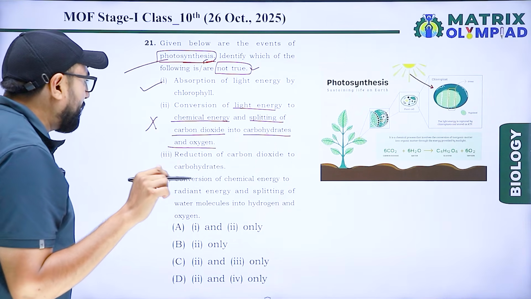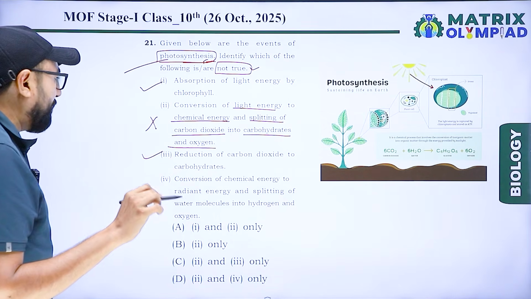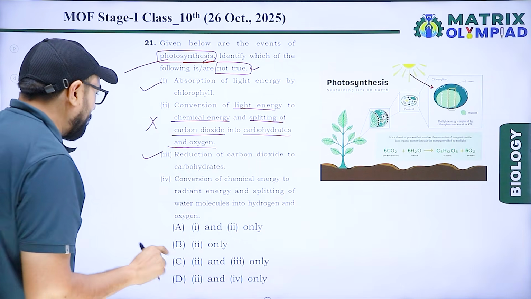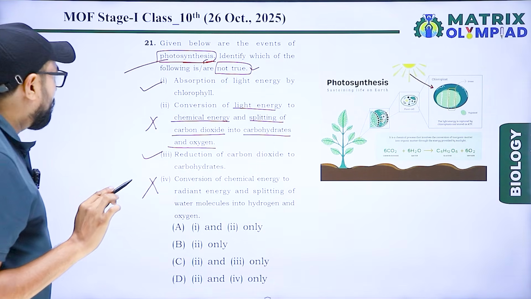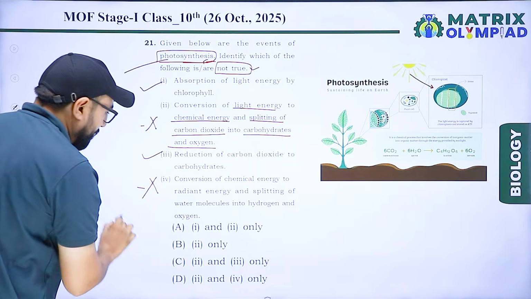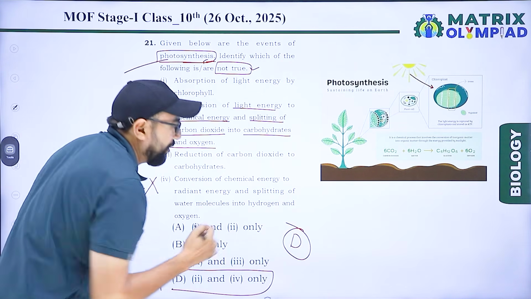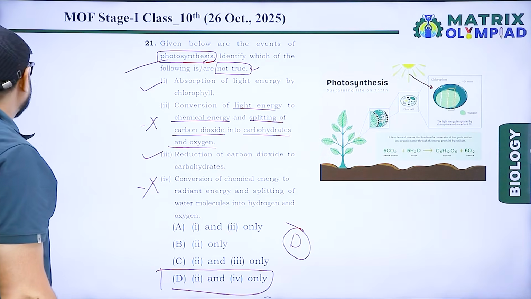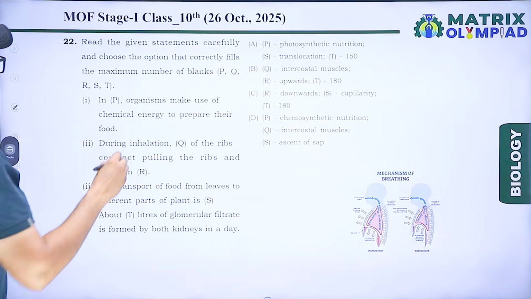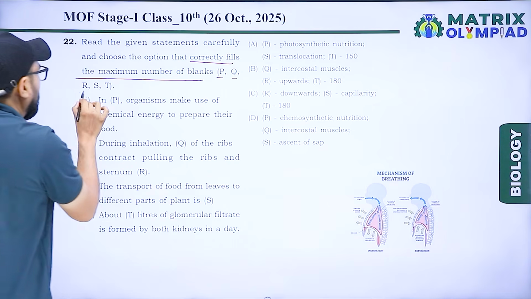Reduction of carbon dioxide to carbohydrate, that is right. Conversion of chemical energy to radiant energy and splitting of water molecule into hydrogen and oxygen, that is wrong. So according to the question, not true are second and fourth, in option D. Option D is the right answer for this question. Next, read the given statement carefully and choose the option that correctly fills the maximum number of blanks P, Q, R, S, T.